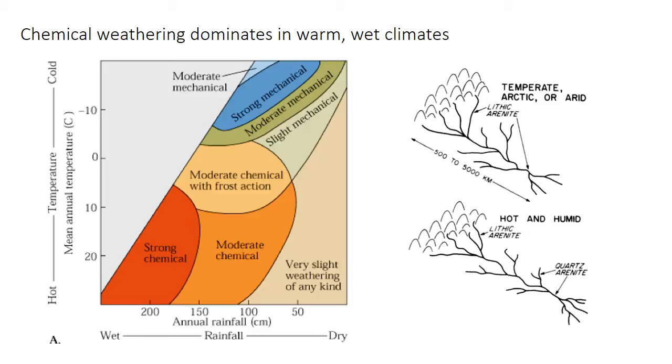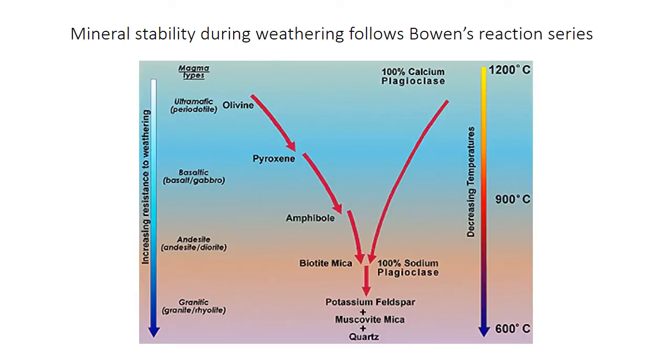So how do these minerals break down? Well, minerals tend to break down following this Bowen's reaction series, which you might remember from previous classes. What it is doesn't matter that much, but basically minerals that tend to crystallize at higher temperature, like olivine, pyroxene, amphiboles, are most easily broken down during chemical weathering, whereas feldspars and micas, and especially quartz, are the most resistant to chemical weathering. So if chemical weathering is extreme, then quartz may be the only mineral remaining.